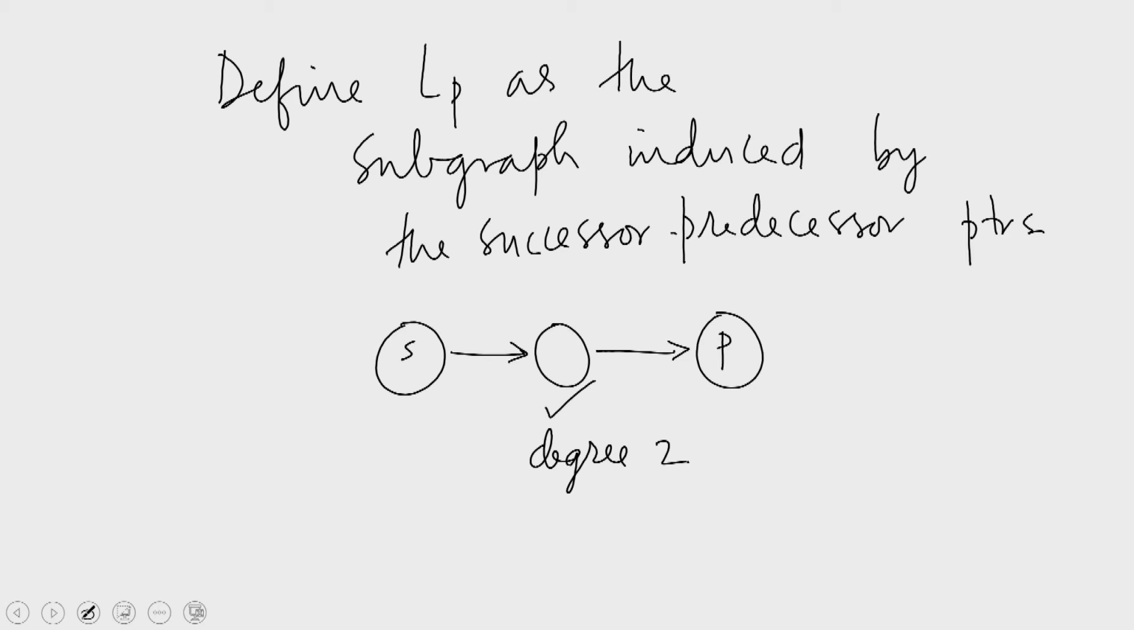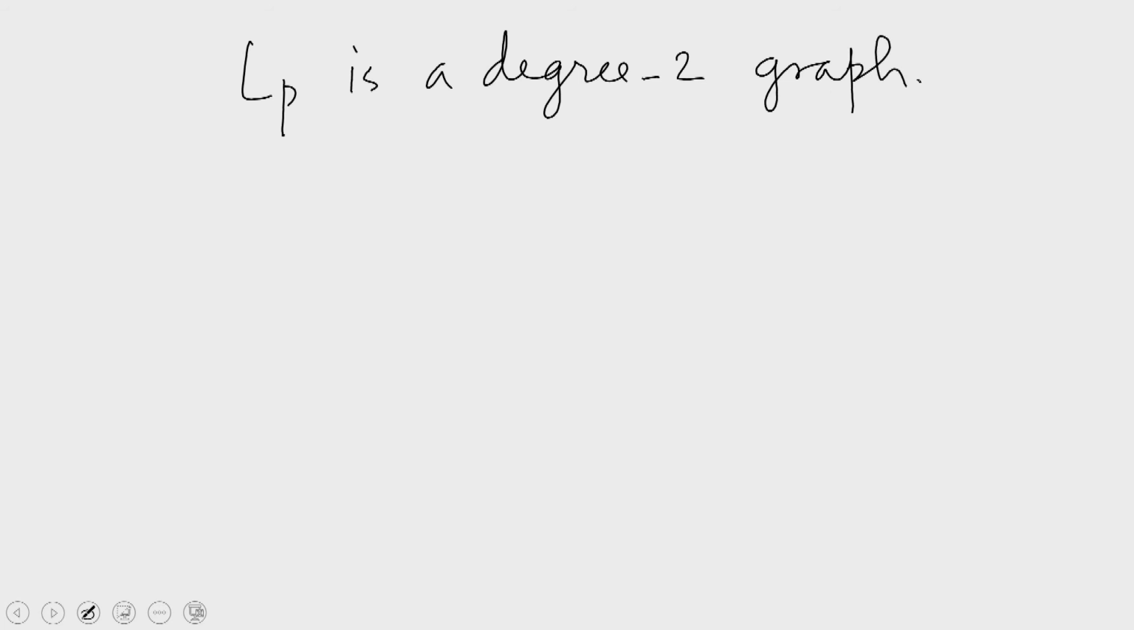If it either misses a successor or misses a predecessor, then its degree is 1. If it is isolated, that is, if it is neither with a successor nor with a predecessor, then its degree is 0. Therefore, in this graph LP, the vertex degree of any node is at most 2. So LP is a degree 2 graph. The vertex degree of any node in LP is 0, 1 or 2. That is why we call LP a degree 2 graph.